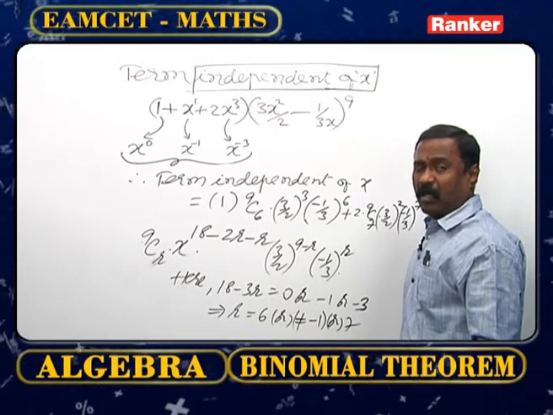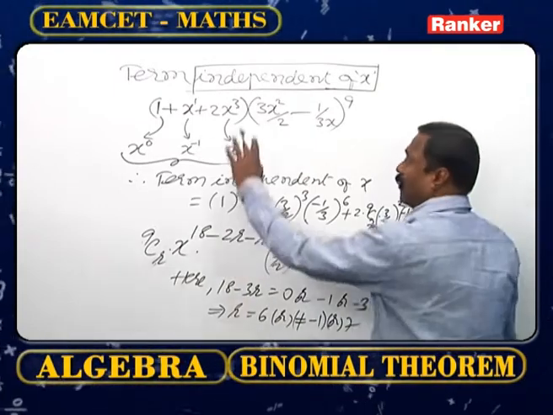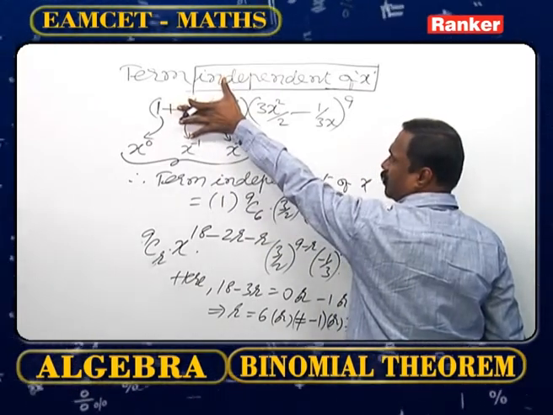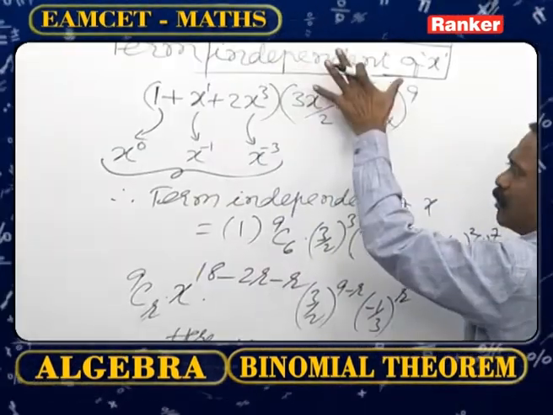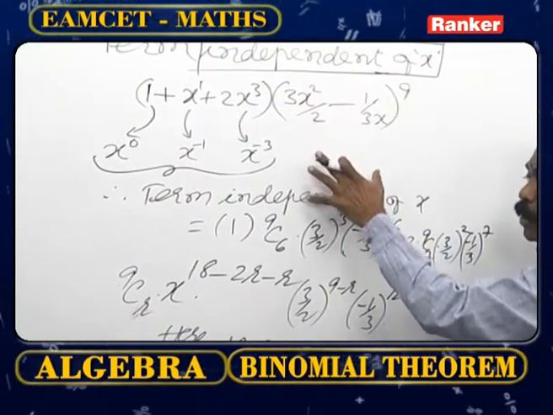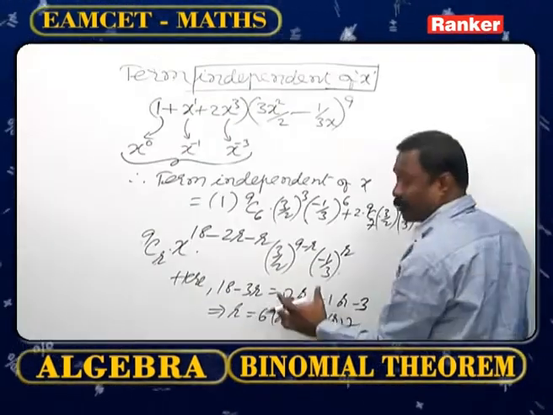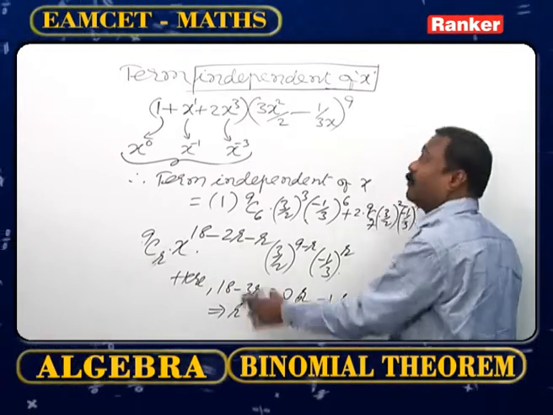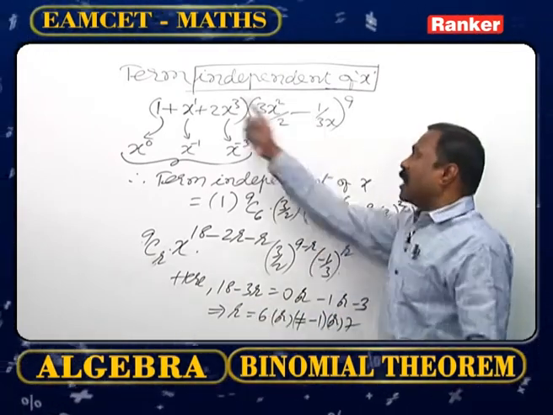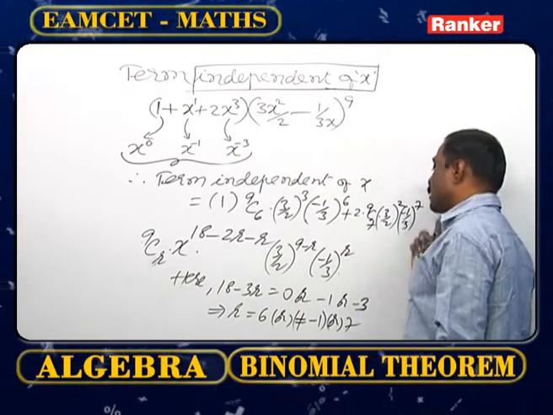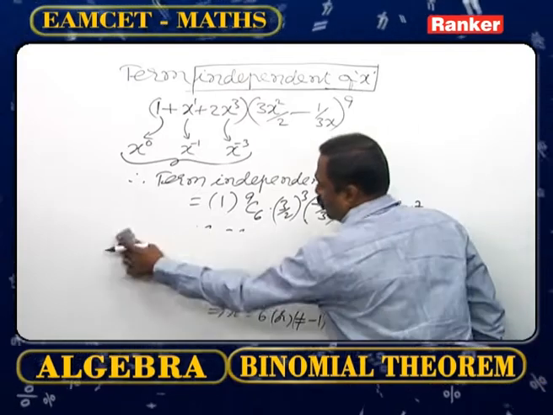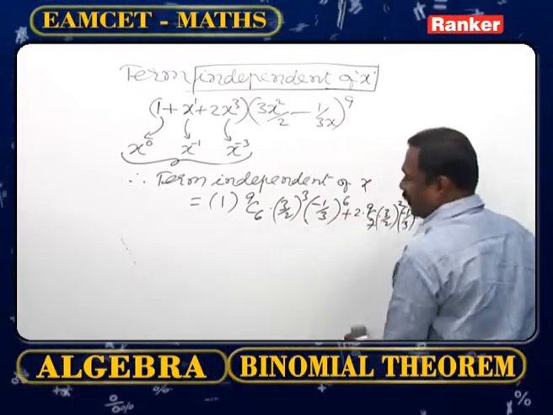Because you are all aware of finding the independent term without this multiplication, without this factor, you know how to do that by simply equating to 0. That means you will have only this one as the term independent of x in this expansion. But when it is multiplied with this one, there is an extra term added here. So now you have to simplify this to get the final result.